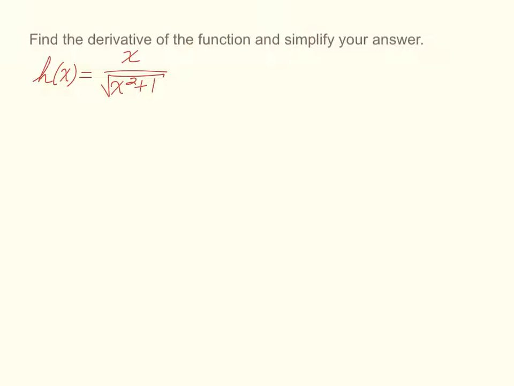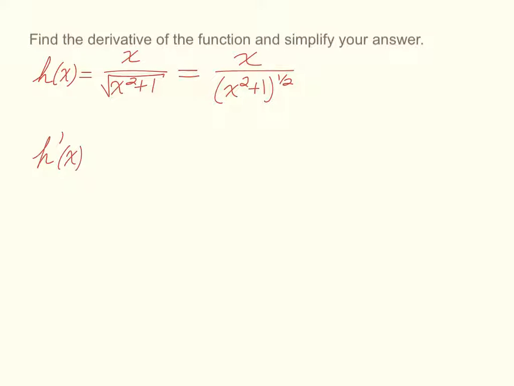Find the derivative of the function and simplify your answer. We have a function h of x equals x over the square root of x squared plus 1. Now I know because of this division we will be using the quotient rule, but before we do that I would like to change this denominator into x squared plus 1 to the 1/2 power to make life easier in a few seconds.